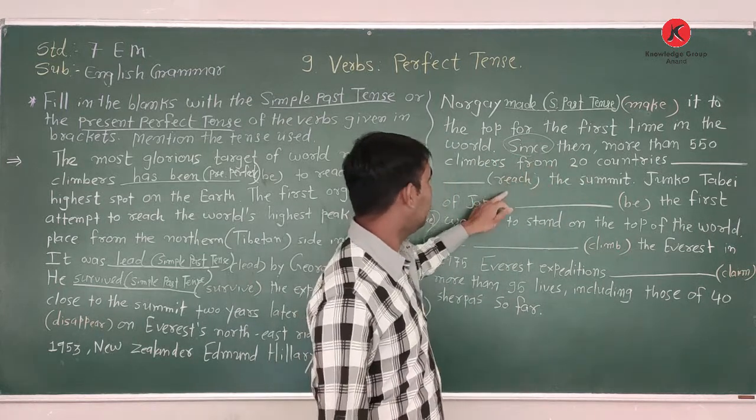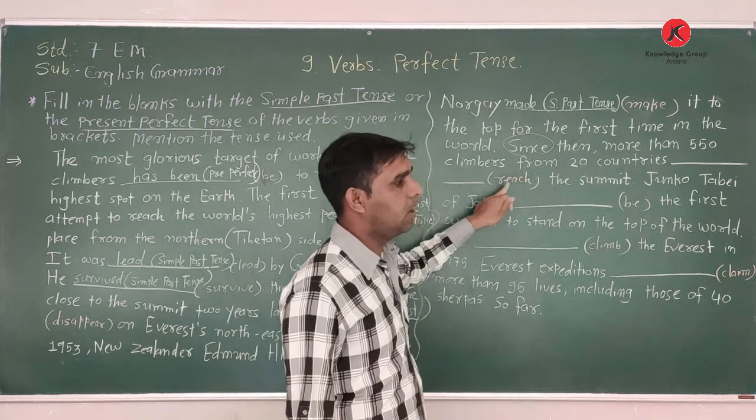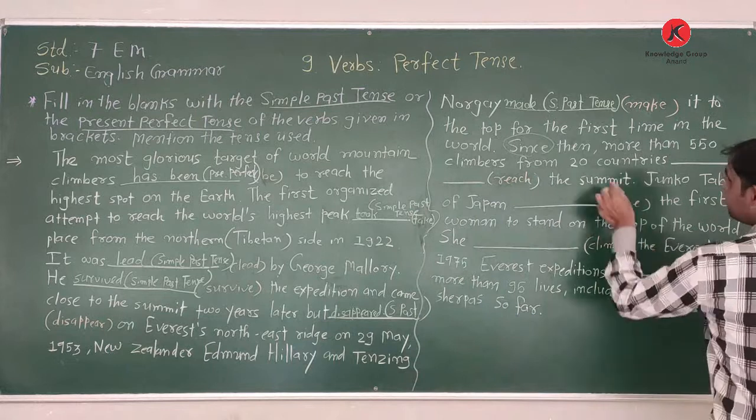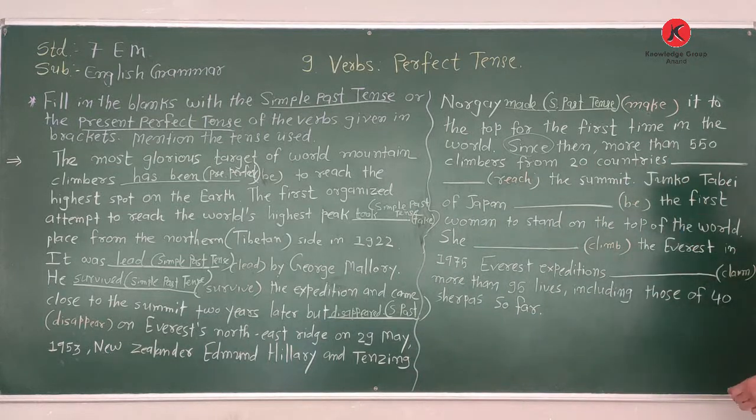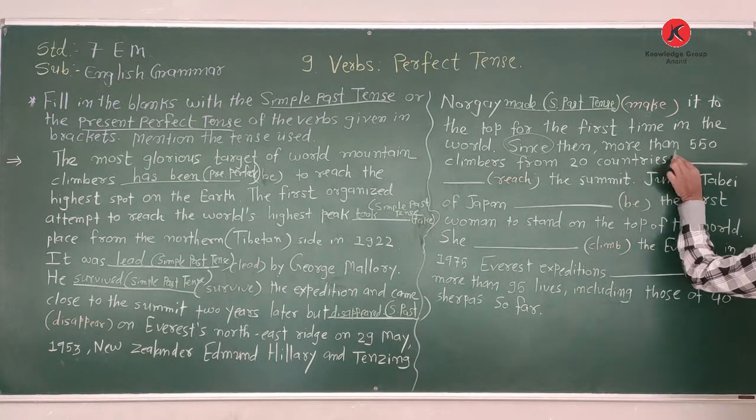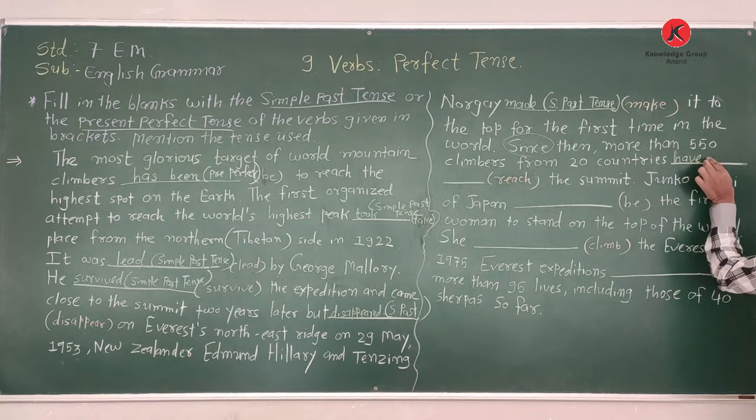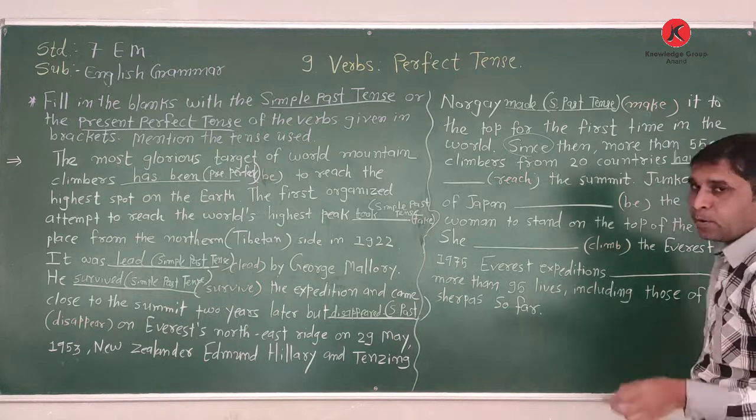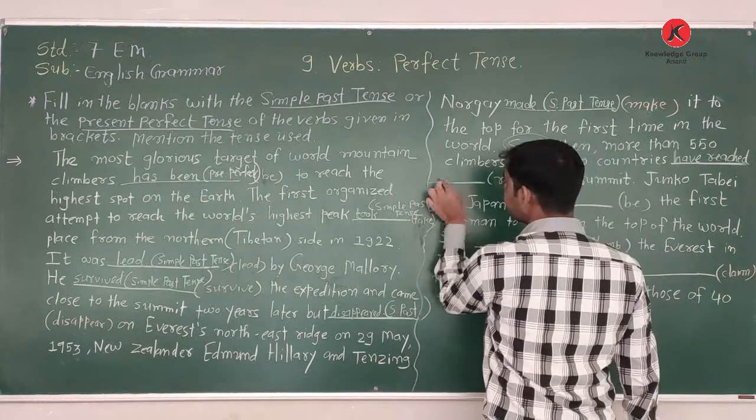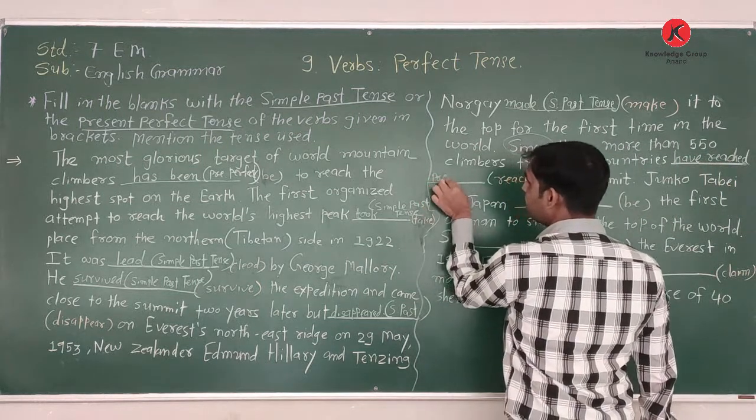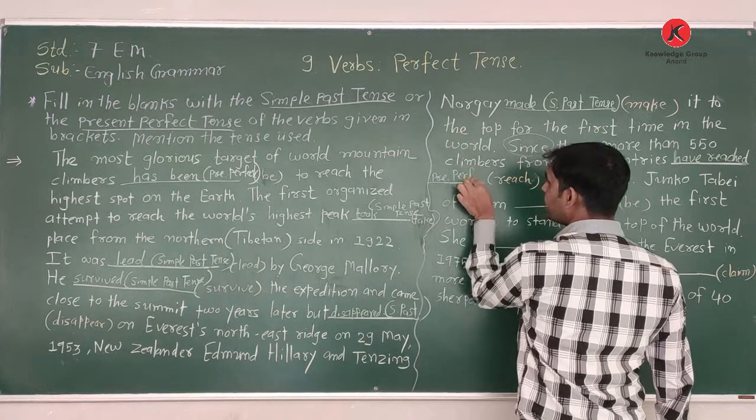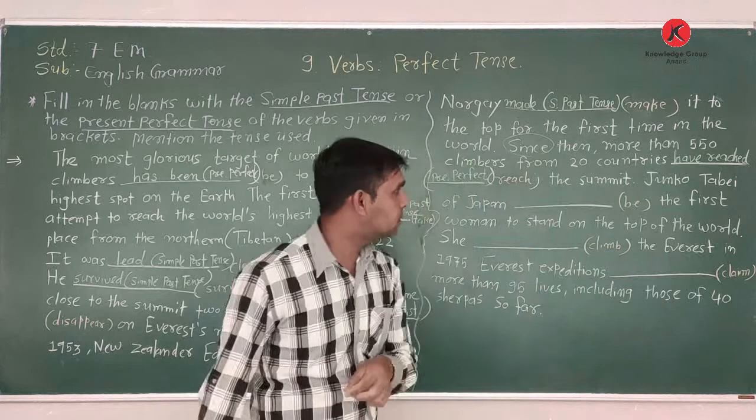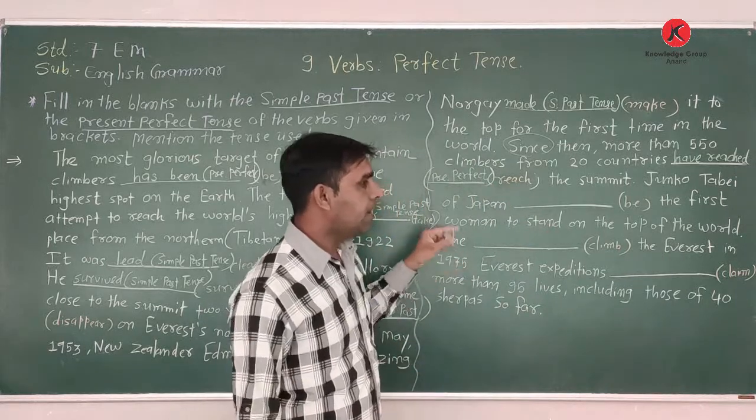So what do we write here, given the verb reach? Climbers from 20 countries, here given the plural noun, so we write have reached. Which tense? Present perfect tense. Okay, the summit.